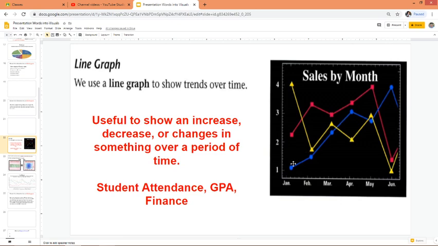Here, the sales by month. For the blue line, it shows the blue product has, from January to June, the sales have pretty much gone up from 1 to 2 to 3 to 4. And notice the sales of the yellow product have gone down from 4 to 3 to 2 to 1 from January to June. But this line graph is also useful to show student attendance, students' GPA, or talk about finance when you're doing budgeting, how much money you spend per month. If you're an accountant, you'll talk about how much money a company spends per month, their budget, right?